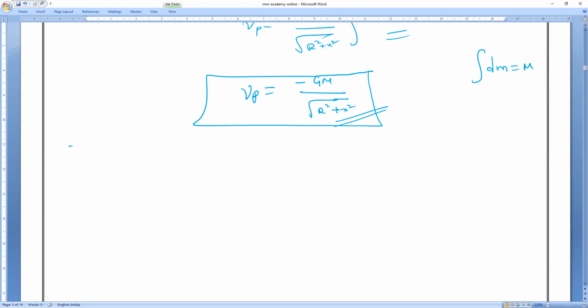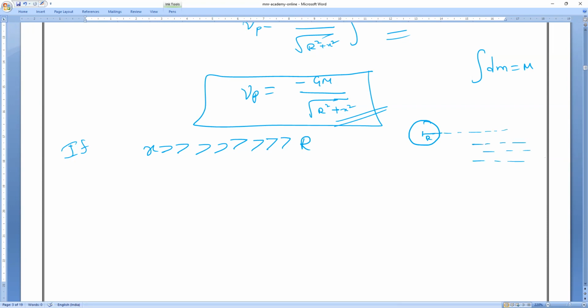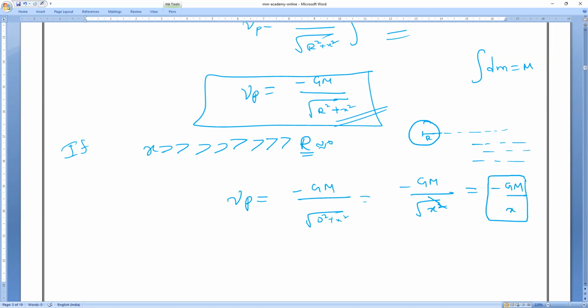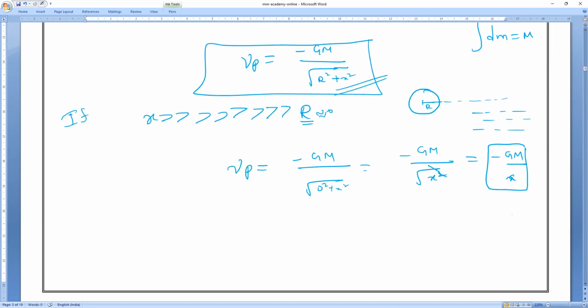Now, for example, note it, if x is extremely larger than the radius, means if the radius is this much, the point is extremely far somewhere. So then the R value is almost negligible. So VP is equal to, what is the formula? Minus GM divided by root over R square plus x square. I am considering R approximately equal to 0. So what will happen, everybody? 0 square plus x square, which is equal to what? Minus GM divided by root over x square. X square will get cancelled. What is the answer, everybody? Minus GM by x. Understand? Yes, sir.